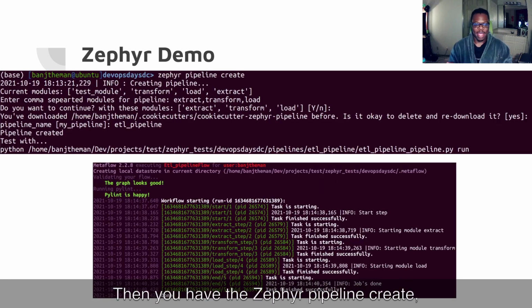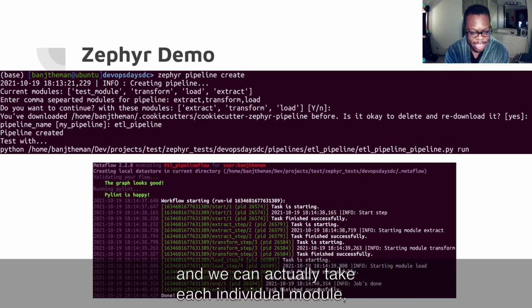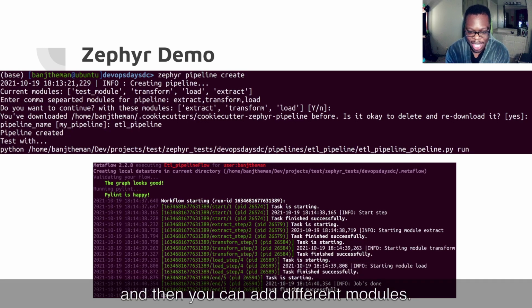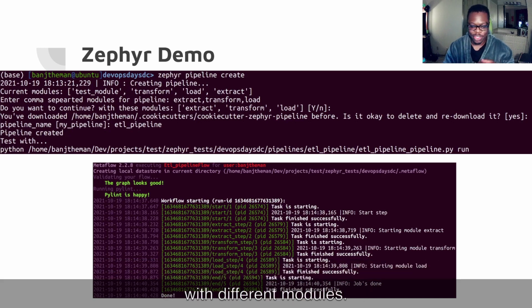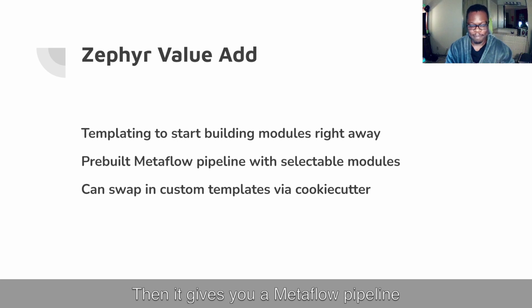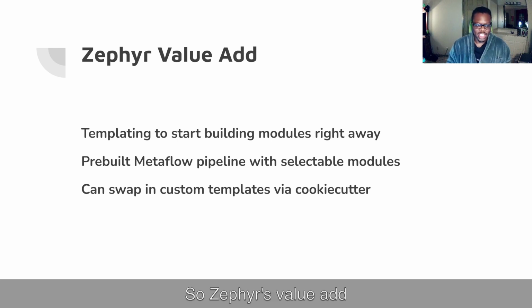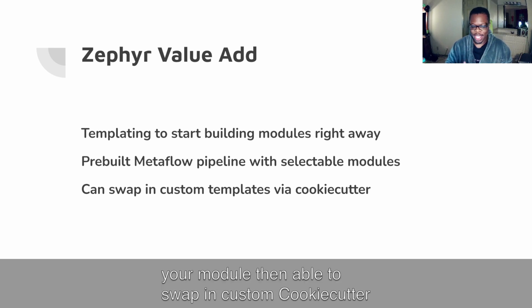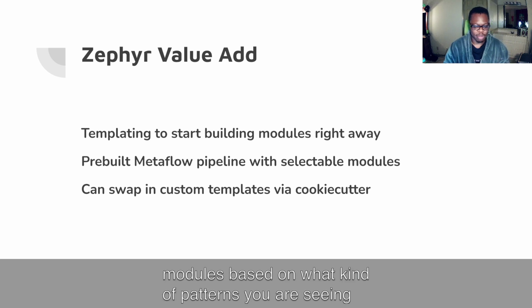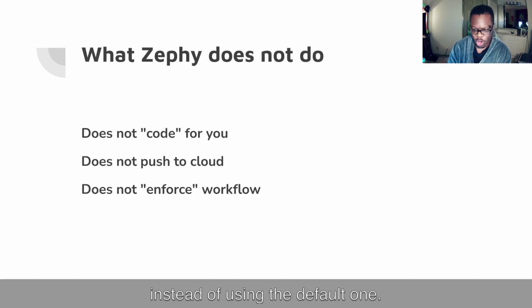Then you have the Zepper pipeline creator. We can take each individual module, and then you can add different modules. So I can do the ETL module, I can do module 1, module 5, and play around with different modules. And it gives you a Metaflow pipeline to just run through everything. So Zepper's value add is really about templating, having the Metaflow orchestrator run your modules, and being able to swap in custom Cookie Cutter modules based on what kind of patterns you're seeing instead of using the default one.